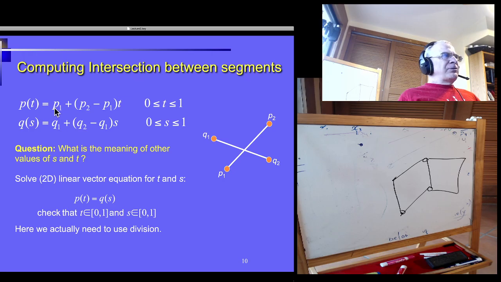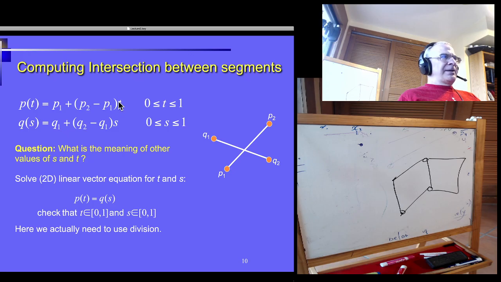If I want parametrically to specify all the points around this segment, if P1 is a vector or a point, think about P1, P2 is the other endpoint of the segment, then I can look at any other point of the segment and write it as P1 vector-wise plus P2 minus P1 times T. T is a scalar, some number between 0 and 1.